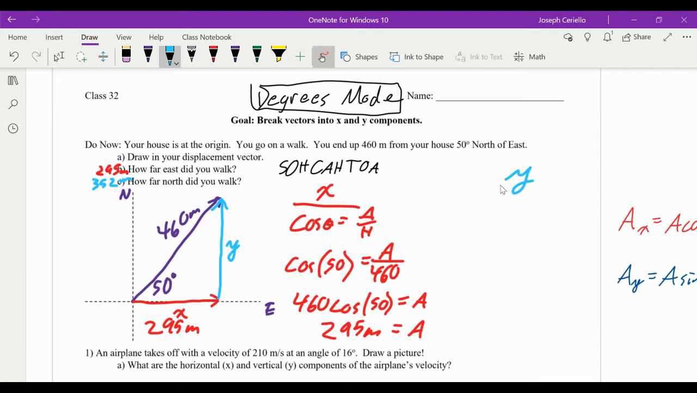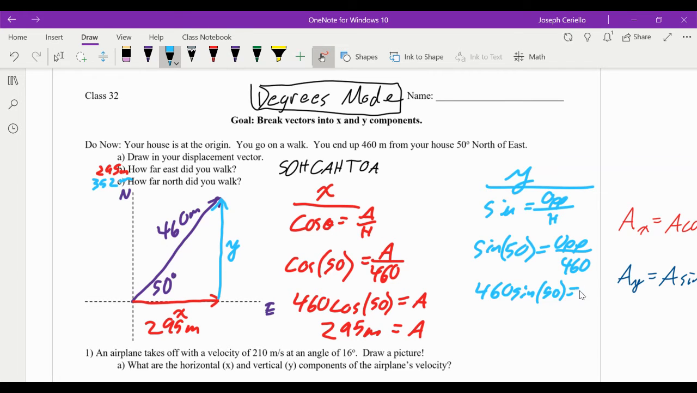So for y, we're going to use sine. Sine equals opposite over hypotenuse, not adjacent, hypotenuse. Sine of theta, theta being in this case 50 degrees, equals the opposite side, that's my unknown, over the hypotenuse 460. Multiply both sides by 460, and I get 460 sine 50 equals the opposite side. So this comes out to be, I think, 352 meters. So this is 352. So those are your answers. You ended up 295 meters east of where you started and 352 meters north of where you started.